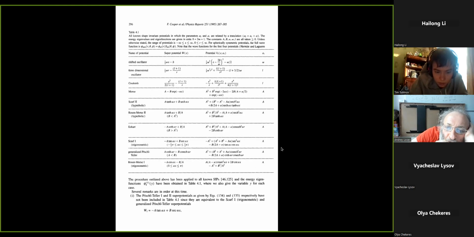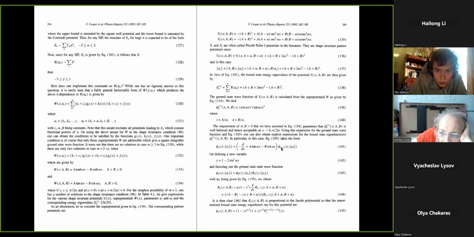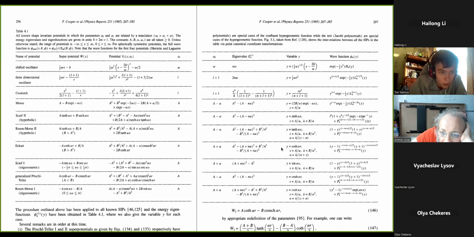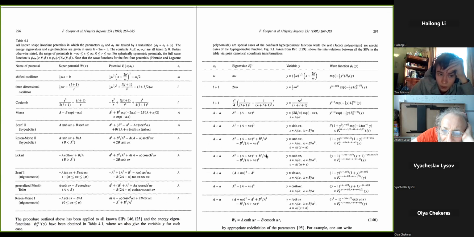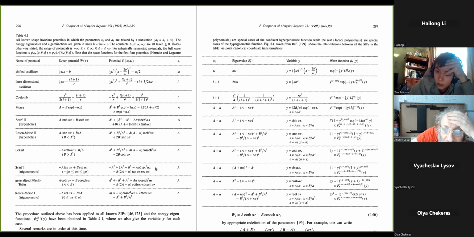Here, this is a table of shape invariant potentials and the corresponding wave functions, in closed form, using Jacobi polynomials, Hermite and Laguerre polynomials. There's a similar table, I'm not sure if it's in this review as well, where the transmission and reflection coefficients are also written out. So that's great. Let's look at the list of potentials, and we can see that the oscillator is here, something that we haven't talked about.